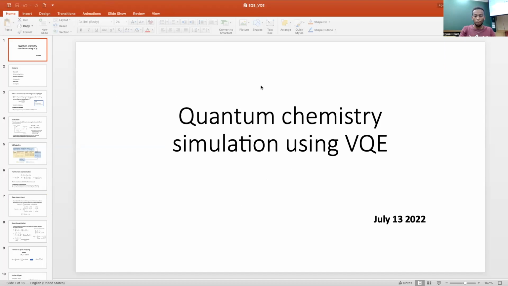Okay, yeah. So today I'll be presenting about quantum chemistry simulation using VQE. If you have been interested in NISQ computing, or if you've taken a look at NISQ devices, you might have run into this algorithm, VQE, because it's one of the most promising applications of near-term quantum computers. So today I will briefly discuss using VQE for quantum chemistry simulation.